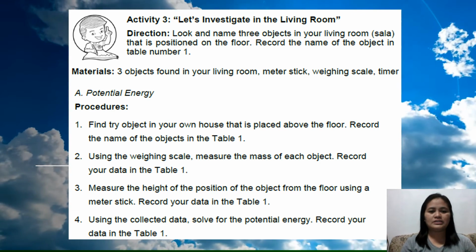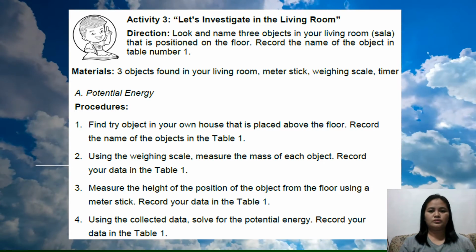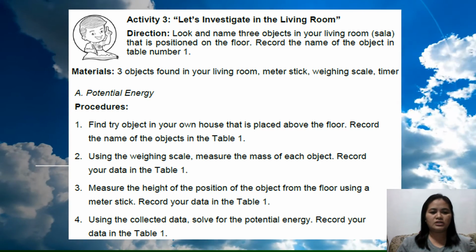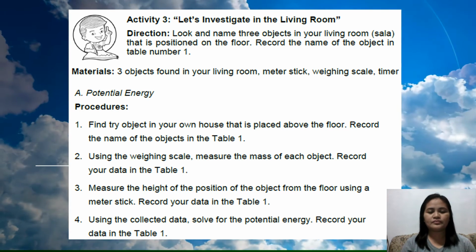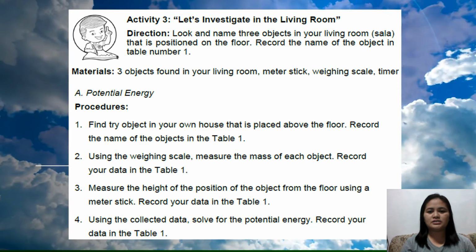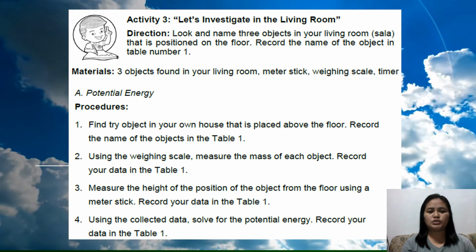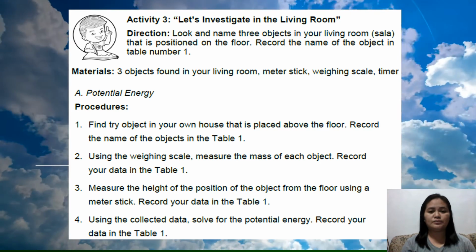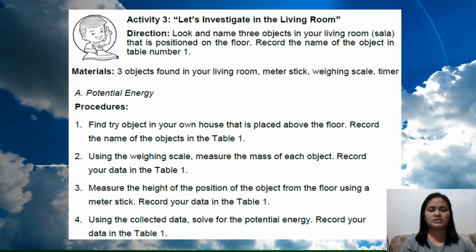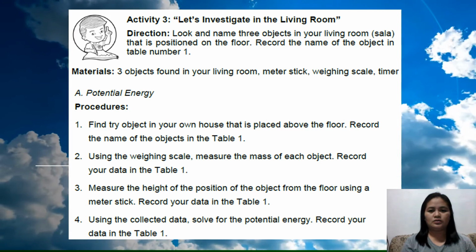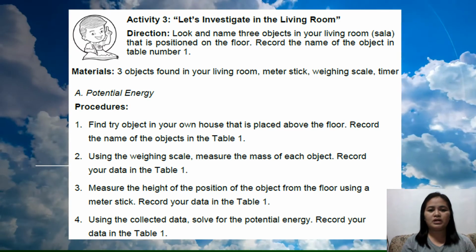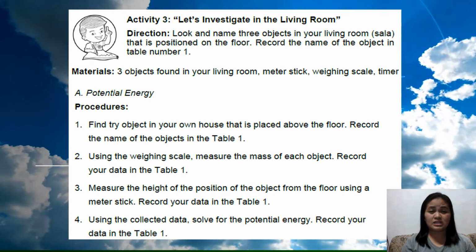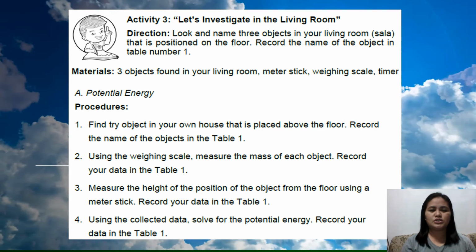Activity 3. Let's investigate in the living room. Saan yung living room? Sa sala. Okay. Imbestigahan nyo nga daw yung mga bagay-bagay dyan sa sala ninyo. Look and name 3 objects in your living room that is positioned on the floor. Record the name of the object in table number 1. So look at your activity sheets. Merong table 1 dyan. Una mong gagawin, ilista mo yung mga 3 bagay na napili mo. Yung 3 bagay na nasa sahig dyan sa sala ninyo. Position on the floor.